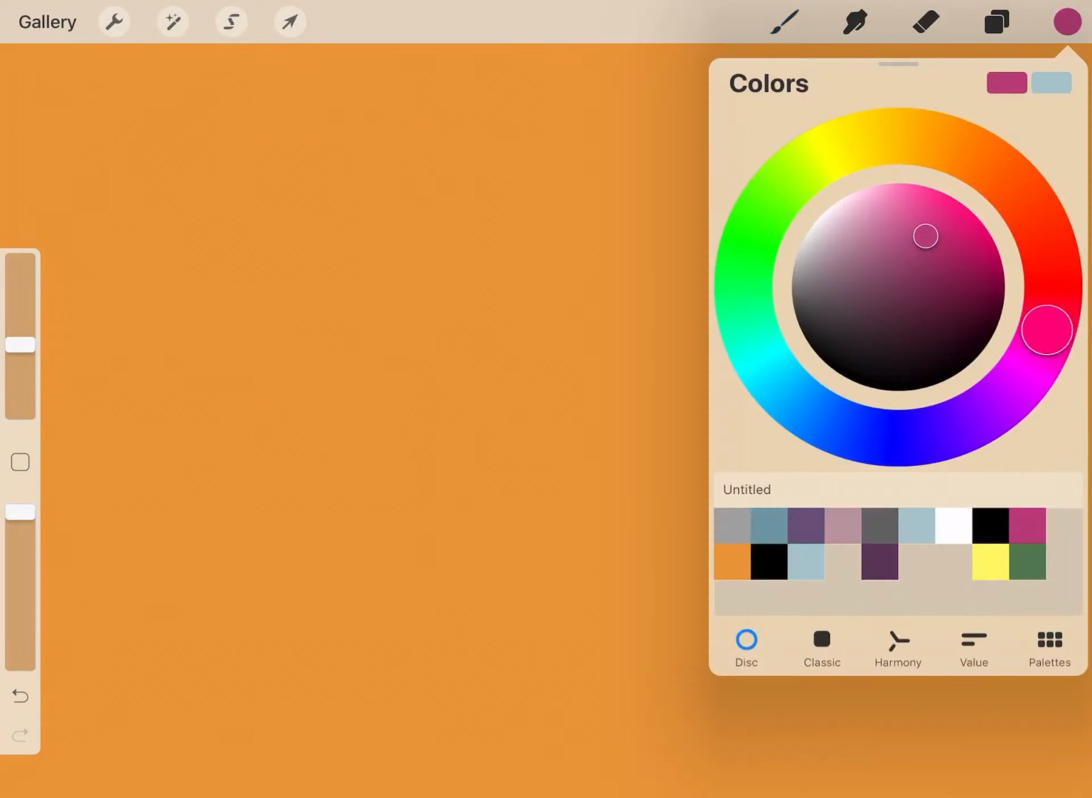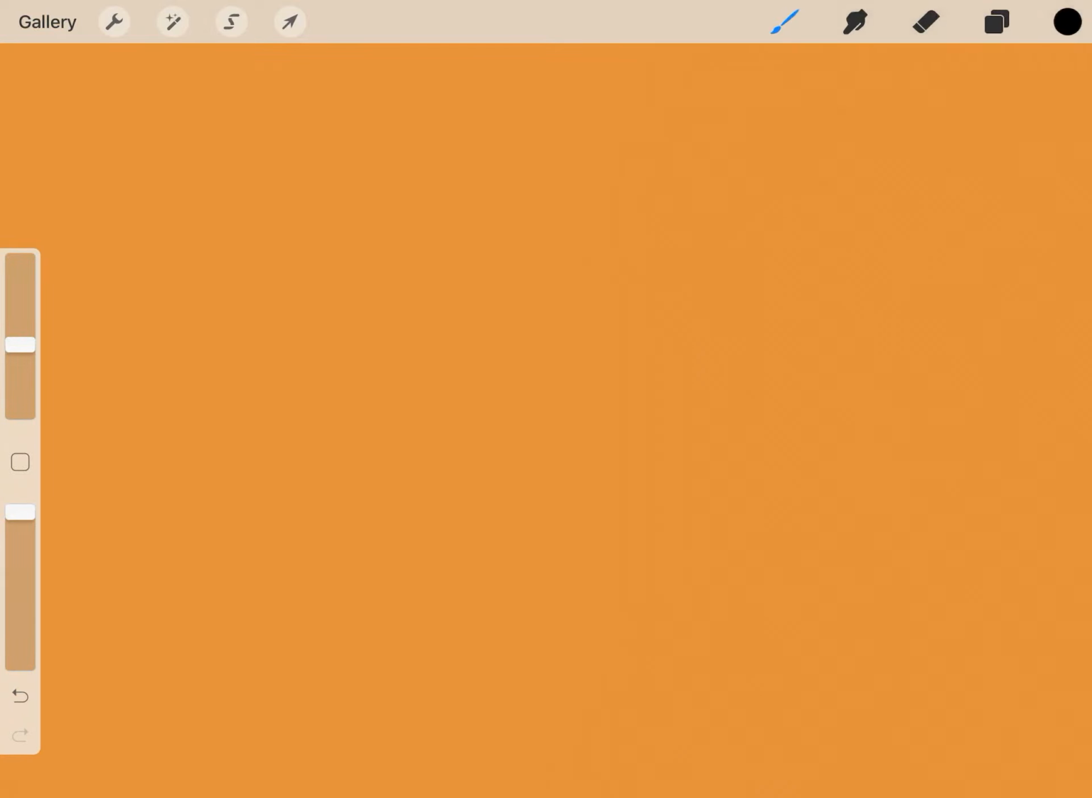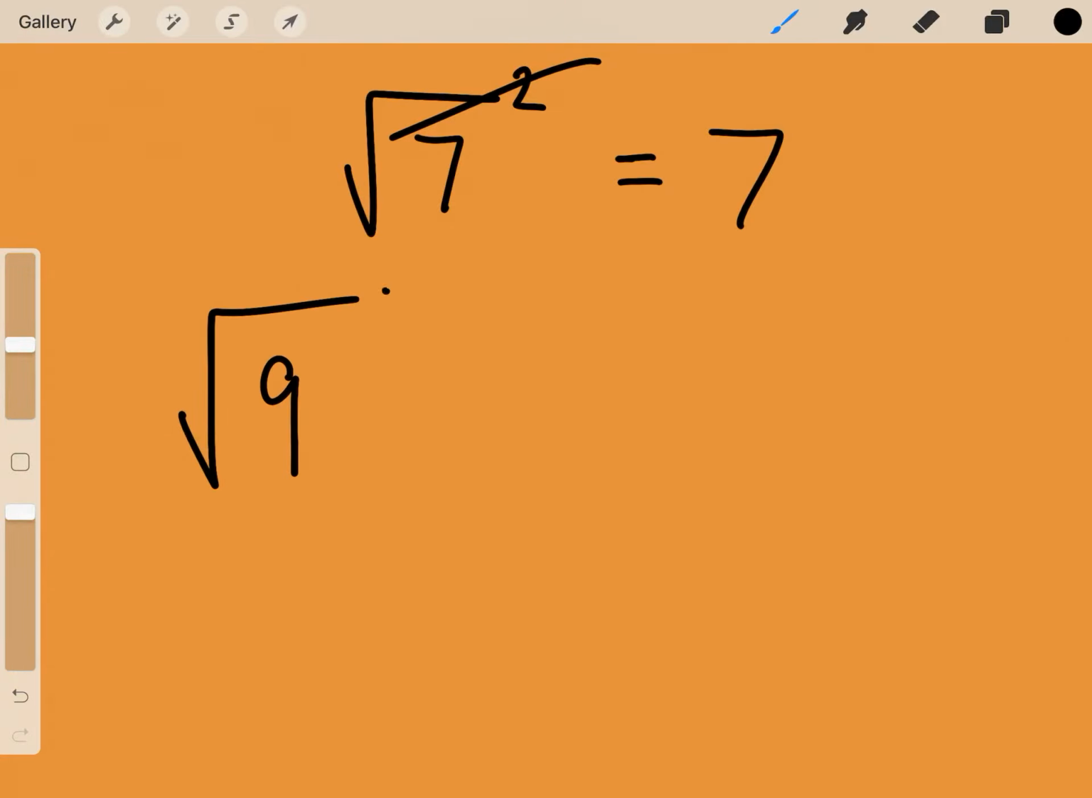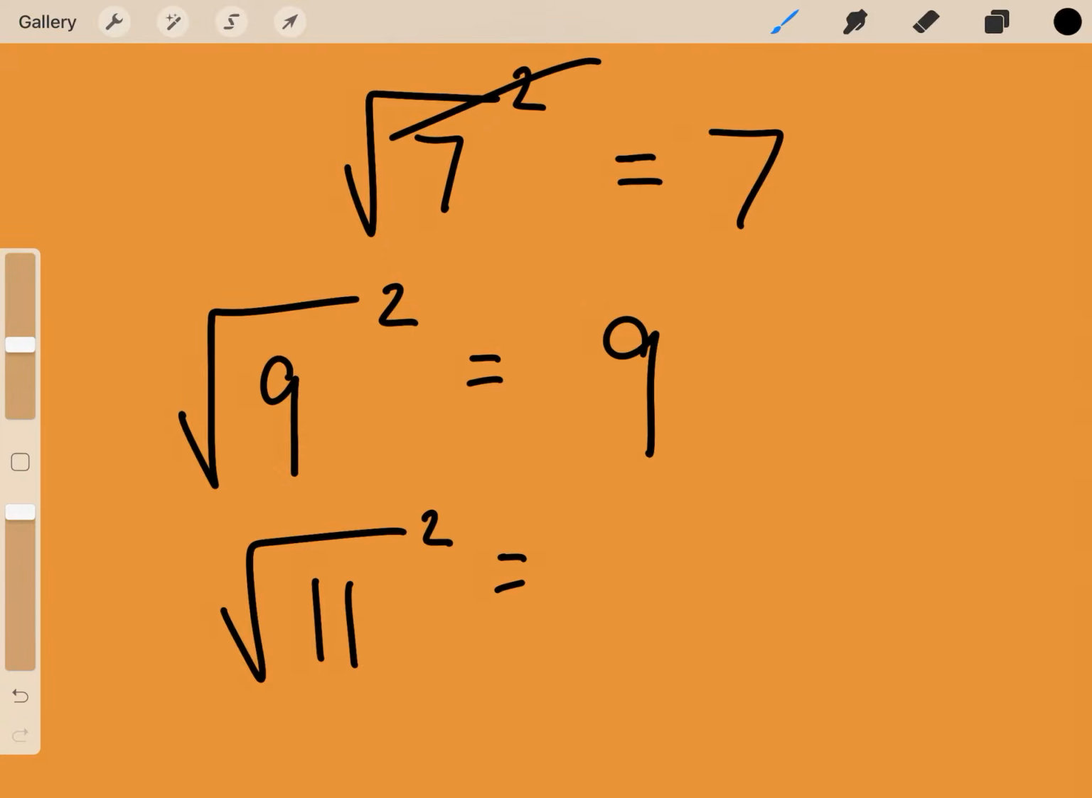All right, so now we're going to move into just a quick mini lesson on radicals, specifically what happens when I have a radical squared. So if I have the square root of 7 squared, whenever I have a square root and then it's being squared, those are inverse operations of each other. Very simply, they just cancel each other out, and all you're left with is the number that was inside. So if I have the square root of 9 squared, that's the same thing as just 9. If I have the square root of 11 squared, what does that equal?